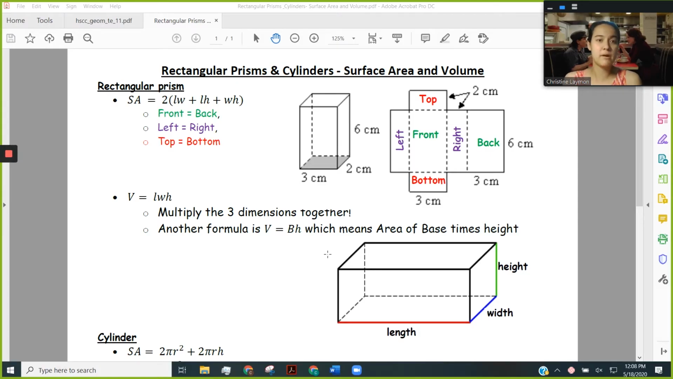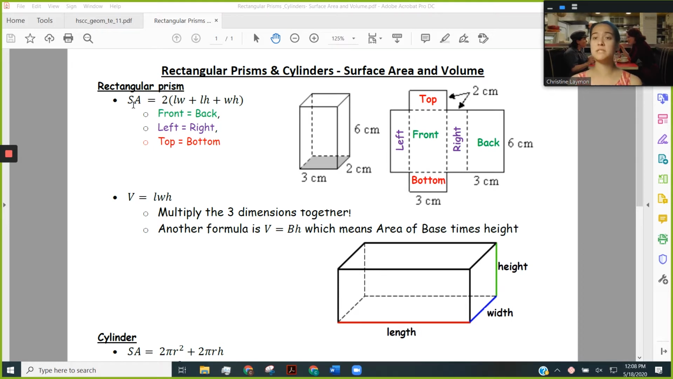Today we're going to talk about rectangular prisms and cylinders. We're going to look at surface area and volume. So up top here I have rectangular prism information. The surface area just means find the area of each rectangular or square face on this prism.